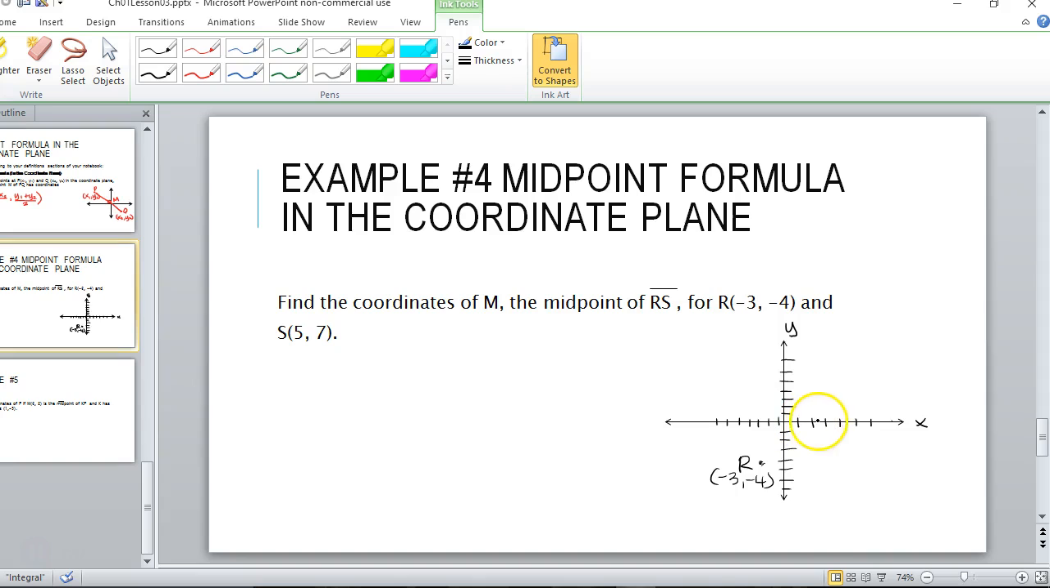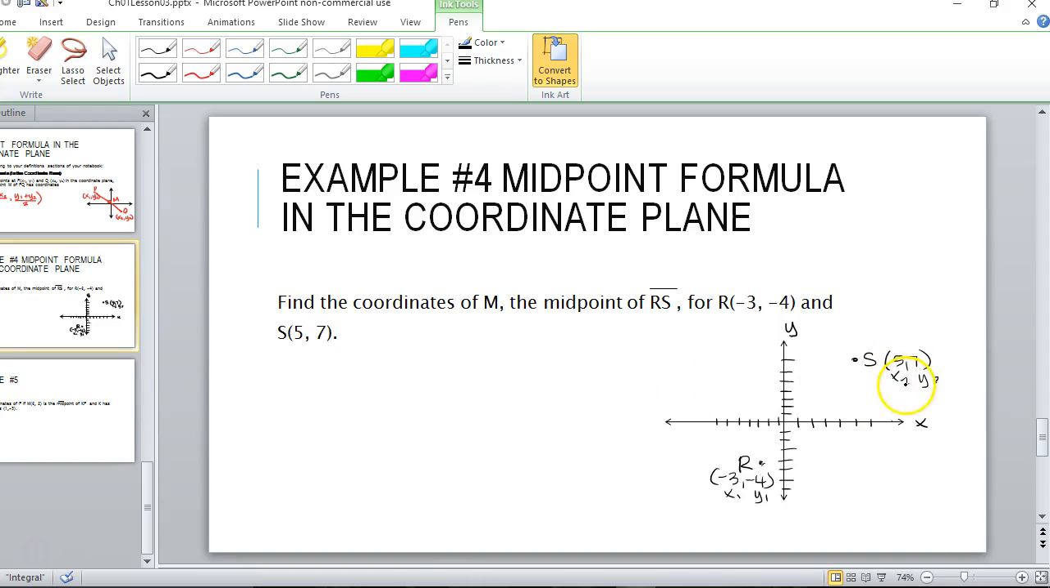And then I'm going right 5 and up 7. Right 5, up 7. And I'll put another dot. And this is point S. And its coordinates are (5, 7), x, y. So I have x1, y1, and x2, y2. Again, you could put x1, y1 for S and x2, y2 for R. It's not going to matter.